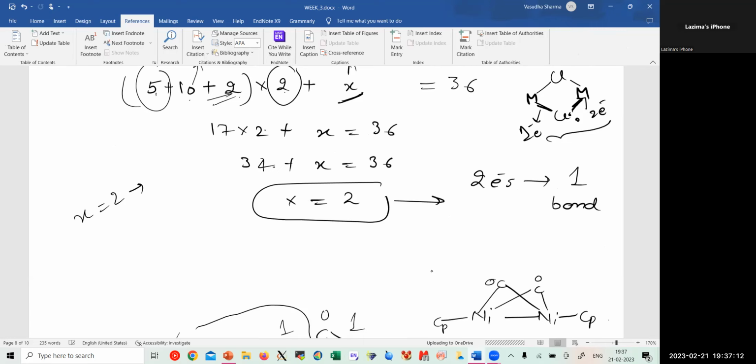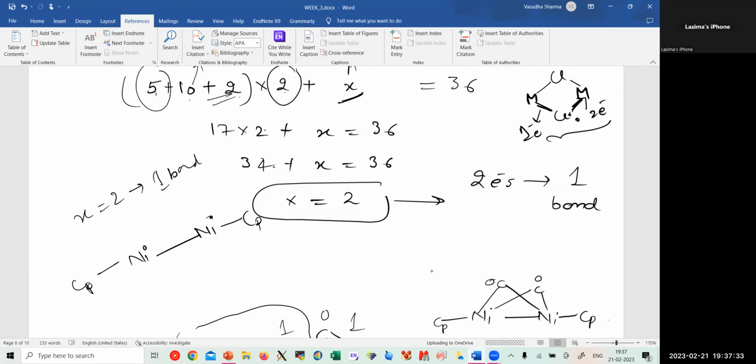So I made a structure. Nickel is here, nickel is here, and 1 bond is there. 1 Cp with one nickel, 1 Cp with the other. Now I have 2 CO. How do we get to know whether the 2 COs are terminal or bridging? Both options are being given.